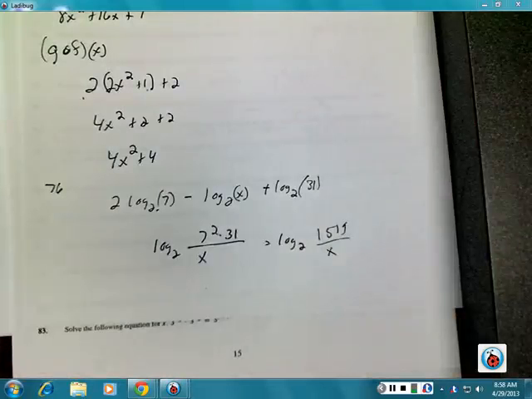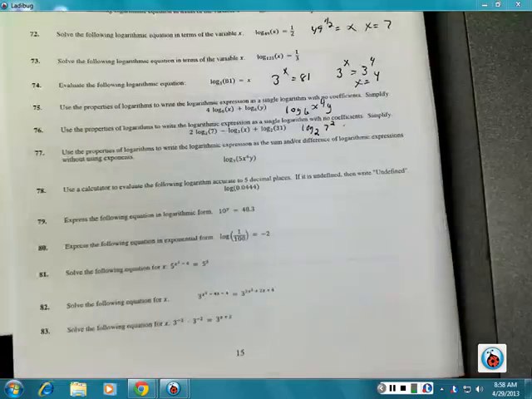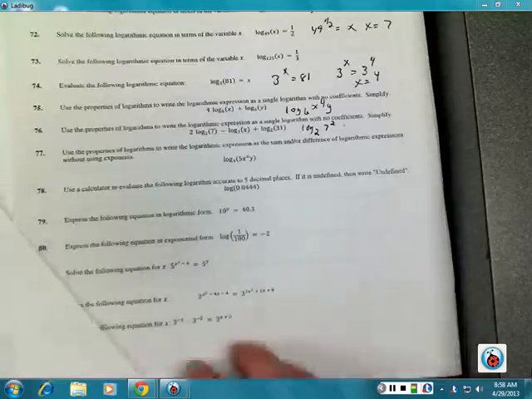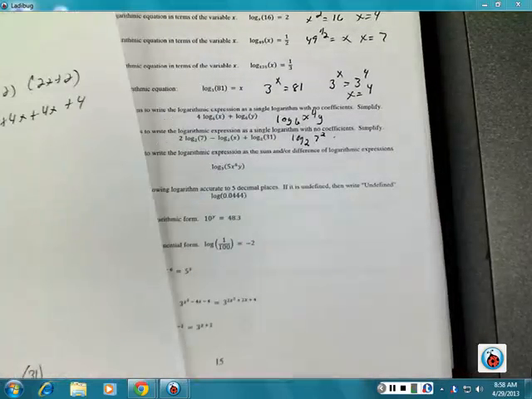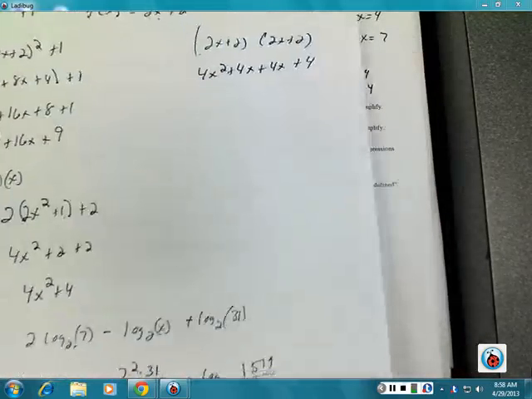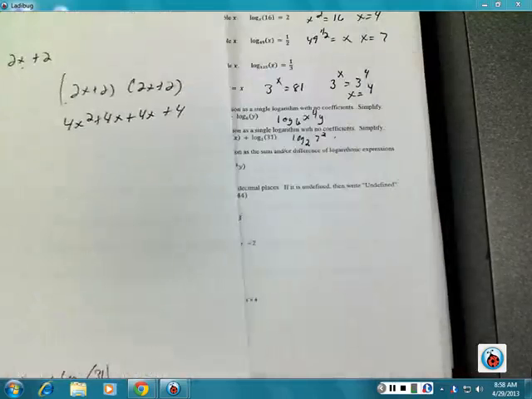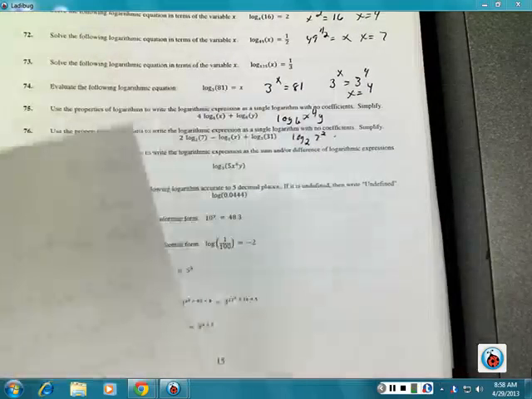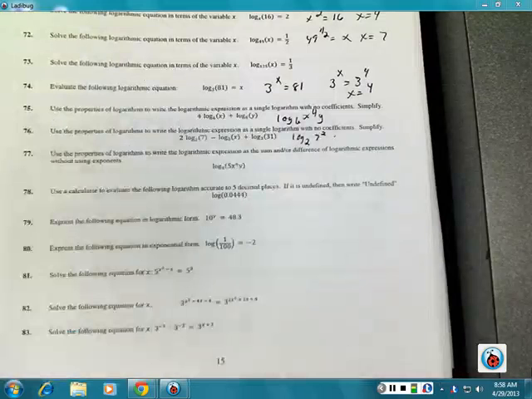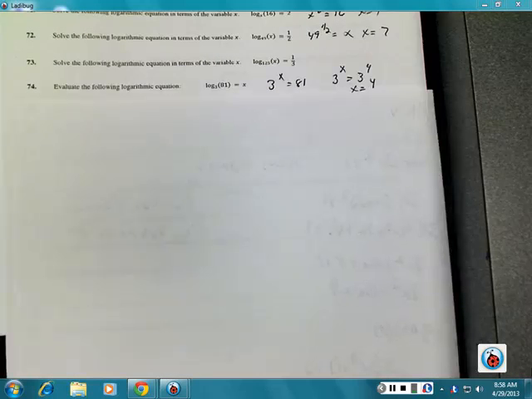Okay? So we just kind of multiply the whole thing. What is that? Base squared equals. Okay, that's 74. You sure? Right. This one?